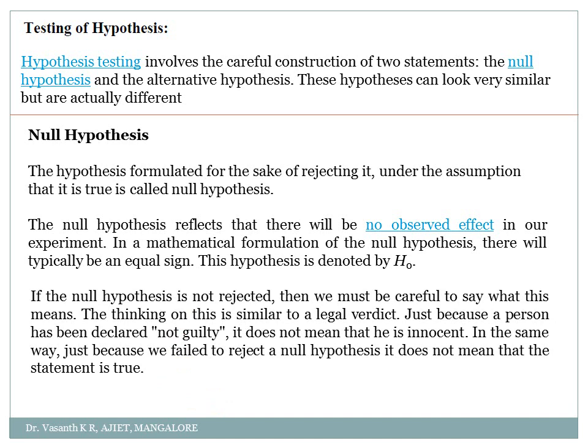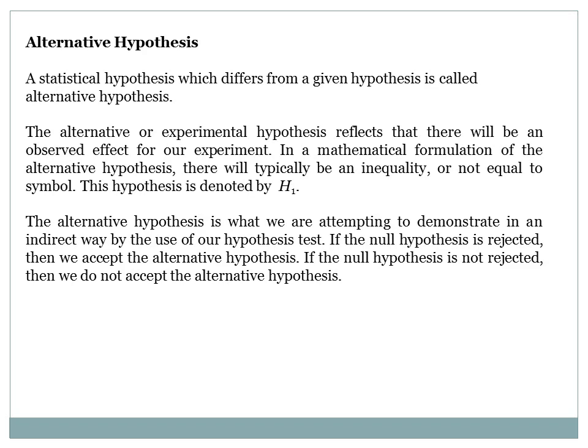Proper? Yes? Okay. Next. Alternative hypothesis. What is this alternative hypothesis now? A statistical hypothesis which differs from a given hypothesis is called an alternative hypothesis. Normally we will be having one hypothesis. What is that? This person is having corona. This is my hypothesis. If this hypothesis may not be true, then we might be having another alternative hypothesis. What is that? The person may not have corona. So that is what we are defining here. A statistical hypothesis which differs from a given hypothesis is known as alternative hypothesis.